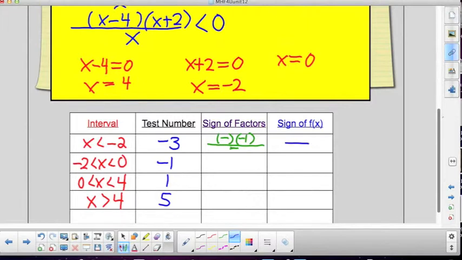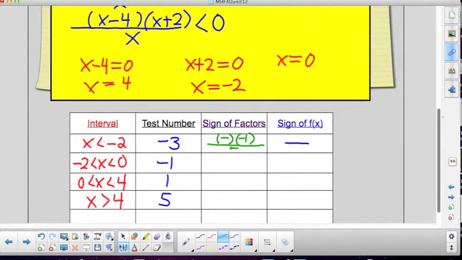That means the original f of x function that we're trying to sketch is going to be decreasing in that interval from negative infinity to negative 2. The f of x function is going to be decreasing. We're going to do this with every single interval.